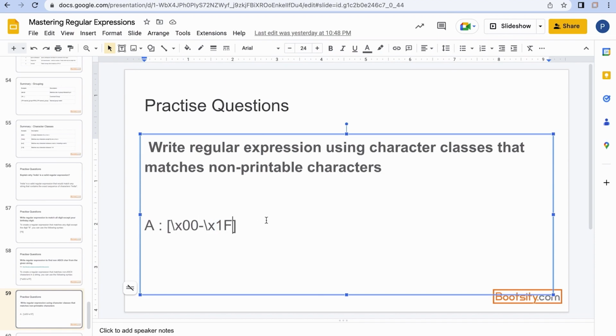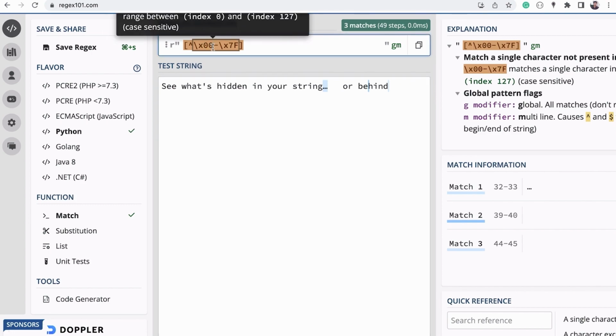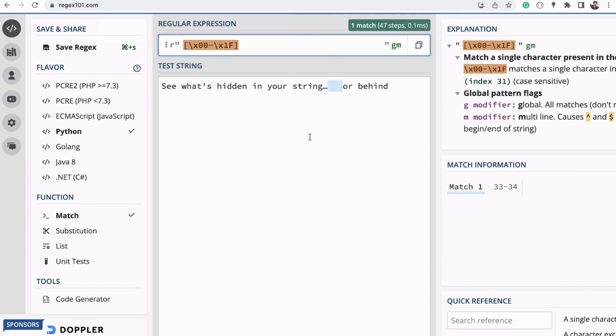Let's see this using one example. Over here I have pasted a string which includes some non-printable characters. So as we saw, the non-printable characters can be selected. I am removing the negation because we don't need it. And non-printable characters in ASCII run from x00 hexadecimal to x1f. So anything between these two hexadecimal numbers will be selected. Over here we are matching something that is not printable.